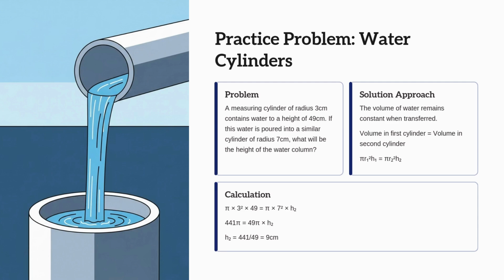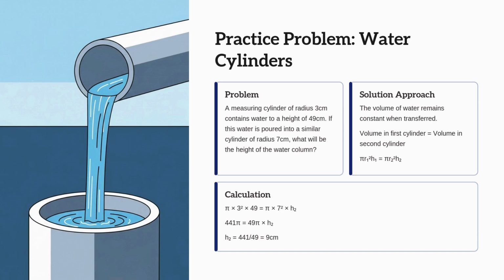Step 4. Substitute the values. Radius 1 equals 3, height 1 equals 49, radius 2 equals 7, and height 2 is unknown. So 3 squared multiplied by 49 equals 7 squared multiplied by height 2, that is 9 multiplied by 49 equals 49 multiplied by height 2. This simplifies to 441 equals 49 multiplied by height 2.